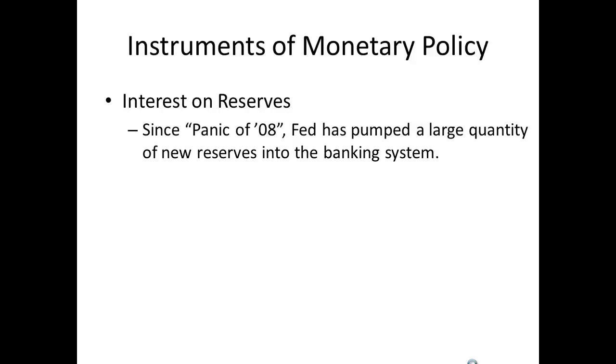So let's get back to our monetary policy discussion here. What I want to do now is talk about some other instruments of monetary policy. Open market operations and quantitative easing are the biggies, but there are a few other things that bear mentioning just briefly. Some things the Fed has done traditionally, and some things that are more recent innovations. Probably the most important one to focus on is interest on reserves. Since the panic of '08, the Fed has pumped a large quantity of new reserves into the banking system. I'll show you a chart on this in a minute.